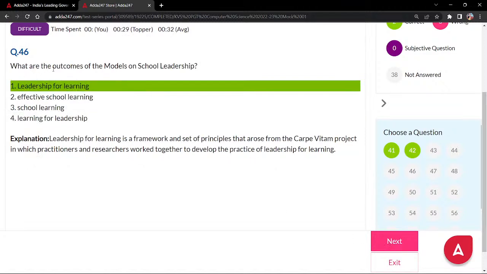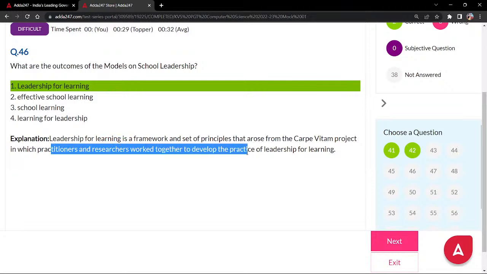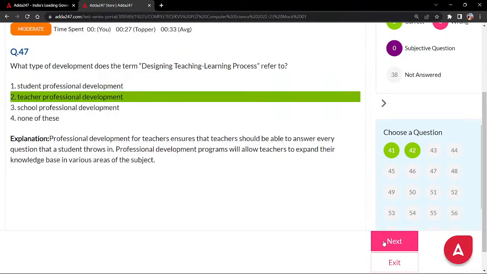Next, what are the outcomes of the models on school leadership? So, for school leadership, leadership for learning is the model. Leadership for learning is the framework and set of principles that arose from the project in which researchers work together to develop the practice of leadership for learning. So leadership for learning is a model for school leadership.